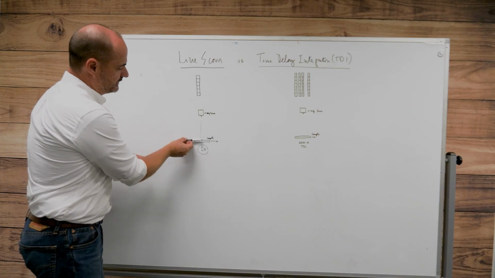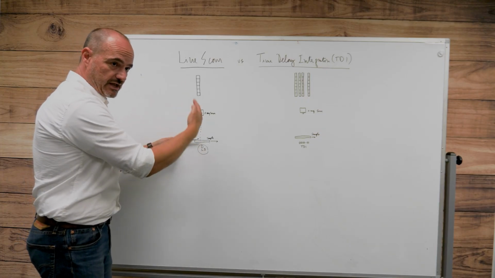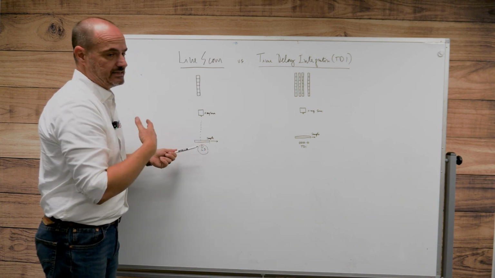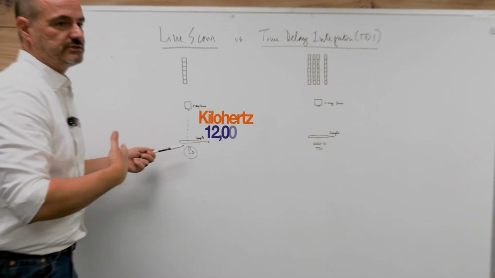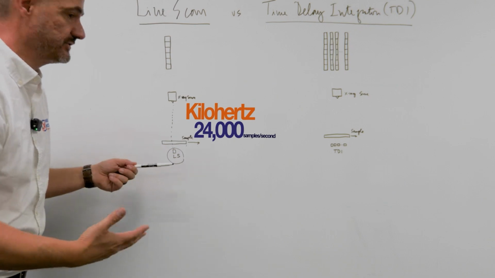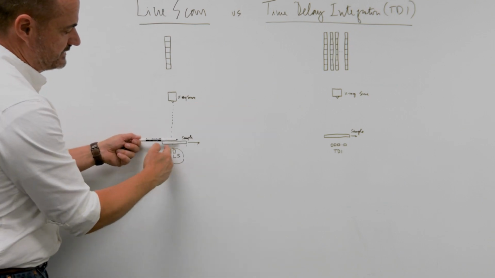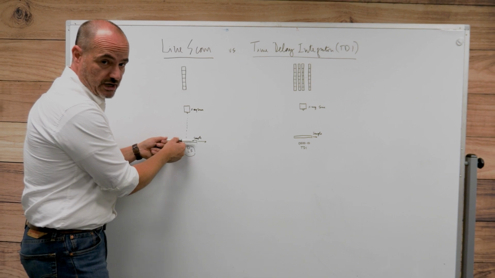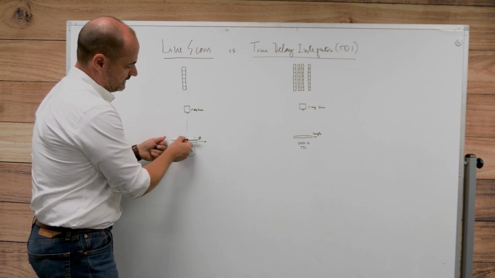And as we move the sample, the line scanner is sampled several times a second. Sometimes this can be in kilohertz, 12,000 samples a second or 24,000 samples a second. So this is being scanned and then slicing through the sample as the sample travels on top of the line scanner.